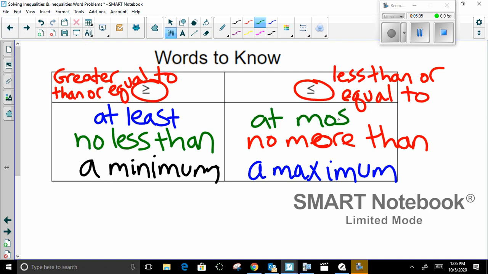So these are just some keywords that you need to know to decide whether, in word problems, you're using a greater than or equal to or a less than or equal to. So let's dive right into the word problems that we have.